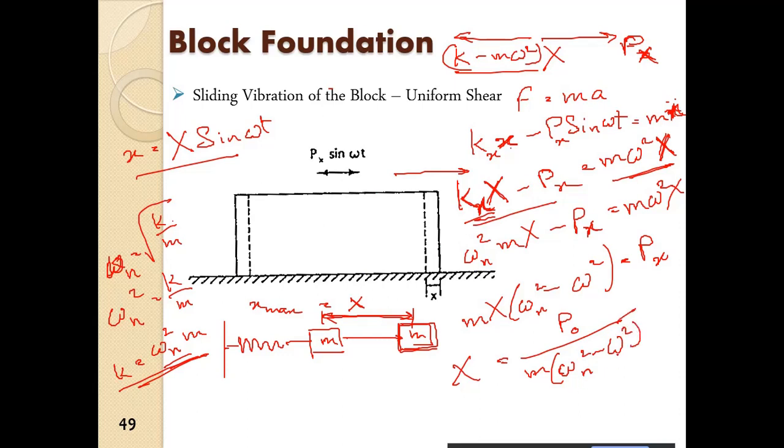So when omega, that is the frequency of the operation of the machine, tends to the natural frequency, this will become equal to 0. Alright, so x will tend to infinity. Alright, so that is what is to be prevented. Okay, so ultimately we can find out the maximum amplitude of the system right from this equation.